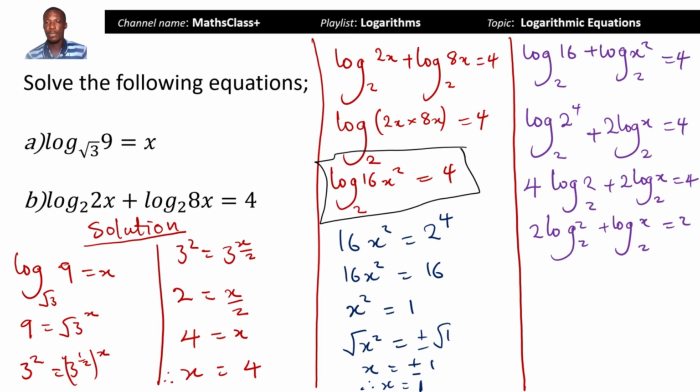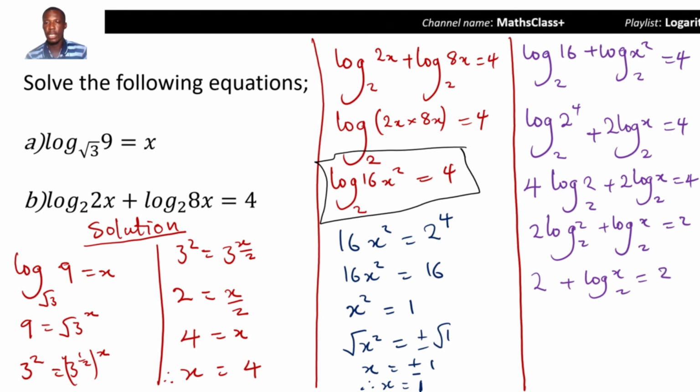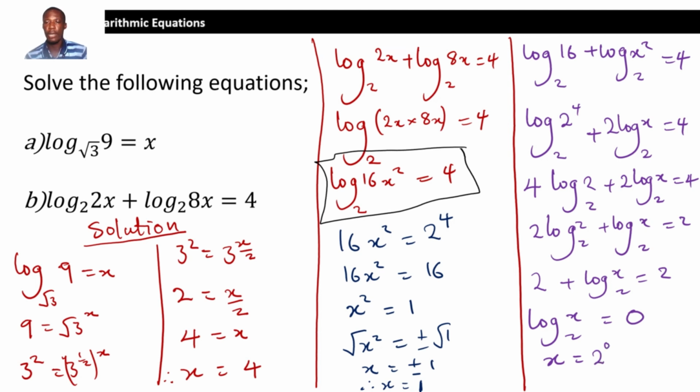So the first expression becomes 2 times 1, which is 2, plus log x to the base 2 is equal to 2. I will group like terms and obtain log x to the base 2 is equal to 2 minus 2, which is 0. And if I convert this to indices, I will get x is equal to 2 to the power 0. And if you remember, any number to the power 0 is equal to 1. So x is equal to 1. So this is our second approach. Okay.